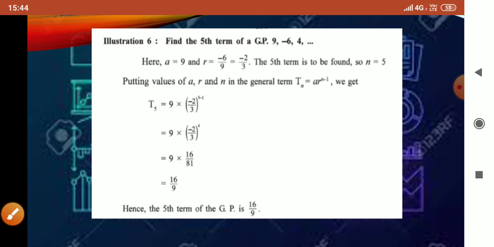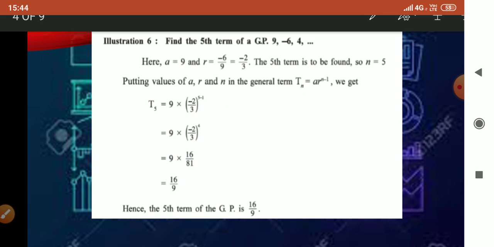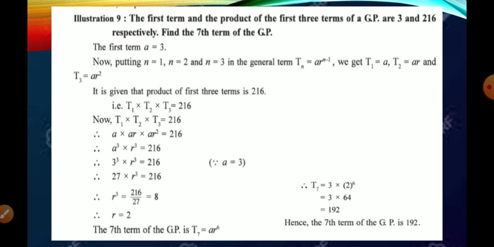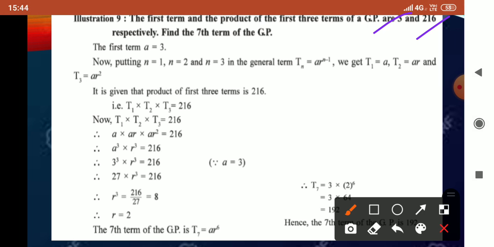Okay, we will see one another sum. Here the first term and the product of the first 3 terms are given. See, the first term and the product of the first 3 terms are given. Based on that, we have to find the seventh term. Okay, my first term means t1, second term t2, and third term is t3. And the product is given as 216.